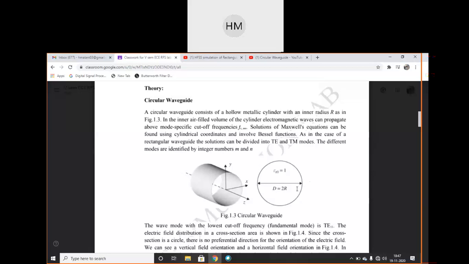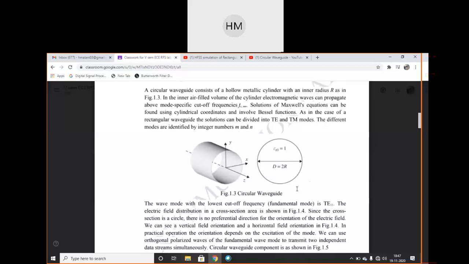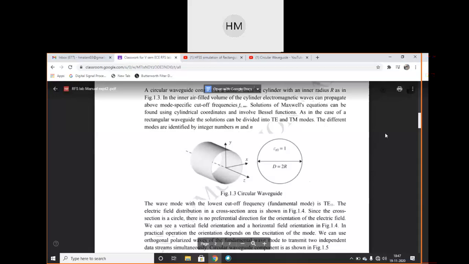And epsilon is taken as 1 epsilon 0, dielectric constant. The wave mode with the lowest cutoff frequency is known as a fundamental mode. Clear? But here for circular waveguide, the fundamental cutoff mode is TE11 mode. For this fundamental mode, we are designing this circular waveguide. You can design this for other modes also.